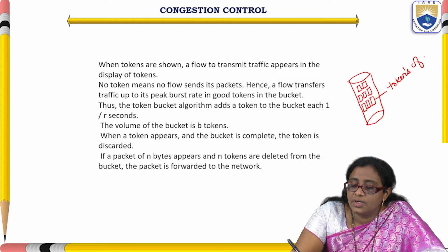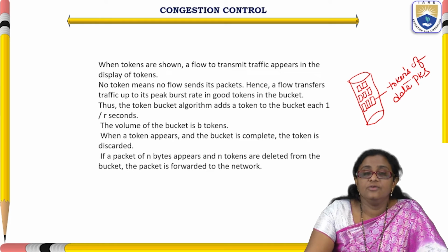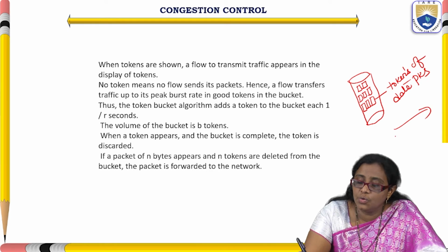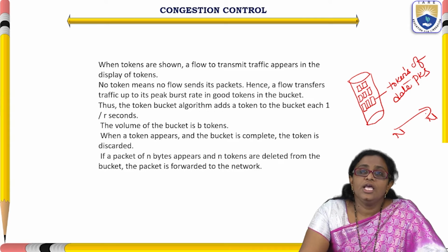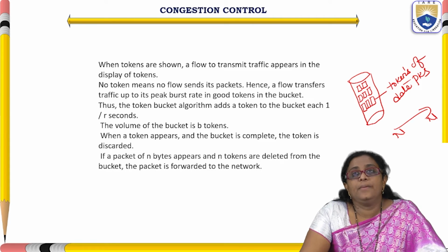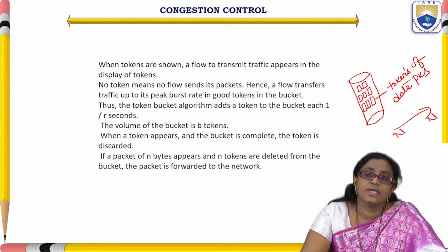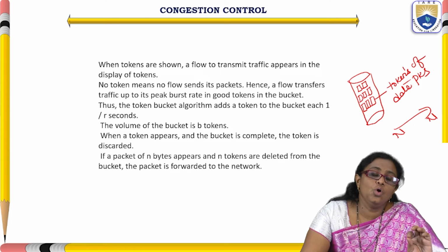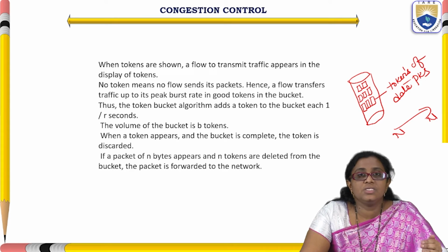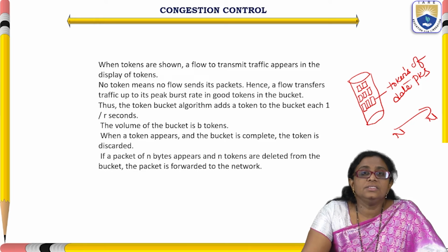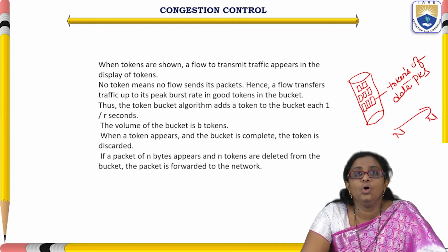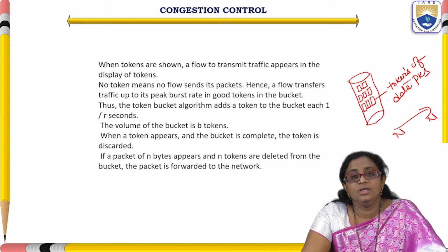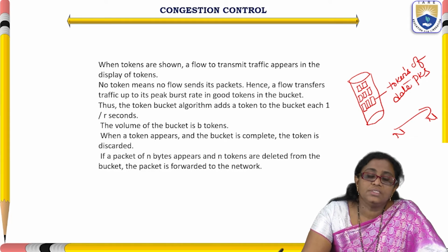The tokens of data packets must be transmitted from one node to another node. Here, when tokens are shown, a flow to transmit traffic appears in the display of the tokens. No token means no flow of sending the information and reaching it to the concerned destination. There is no flow, which means no arriving, no receiving and no sending of packets.